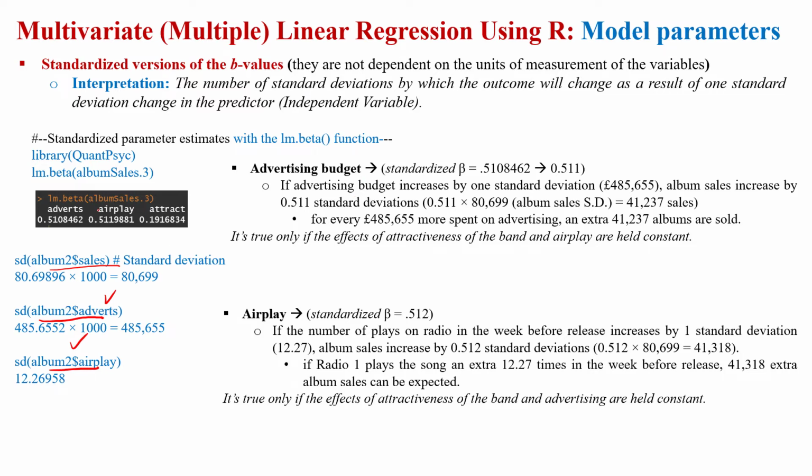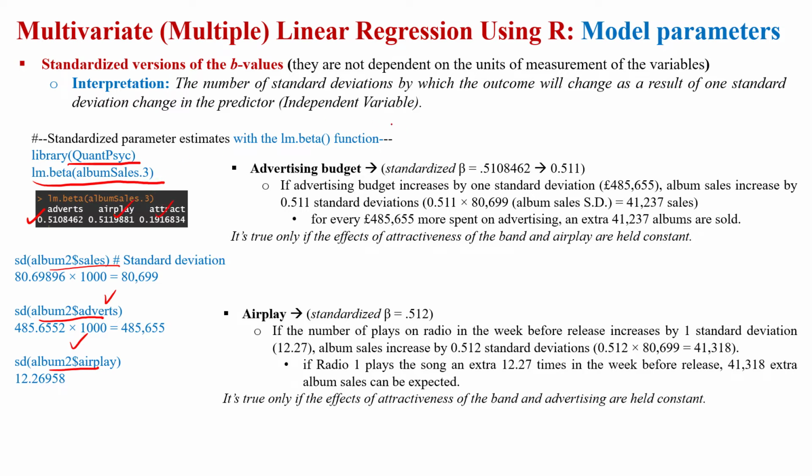So let's discuss first of all how we can calculate the standardized coefficients of the regression model using R. For that we have to use this package, and then we use the function lm.beta and then the name of the variable in which we have the fitted regression model, that is album sales.3. So these are beta 1, beta 2 and beta 3, the standardized betas.